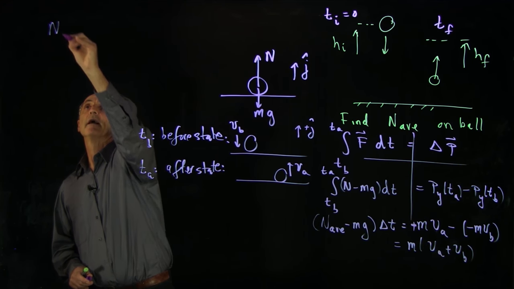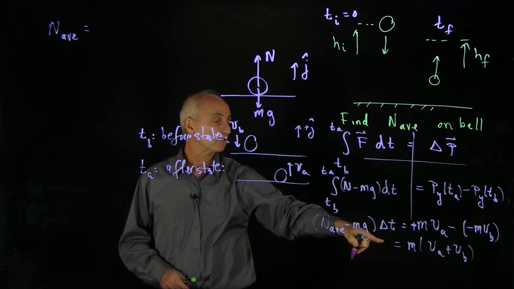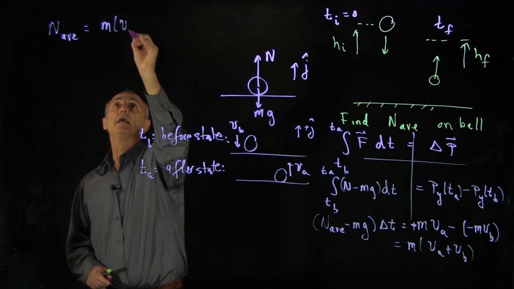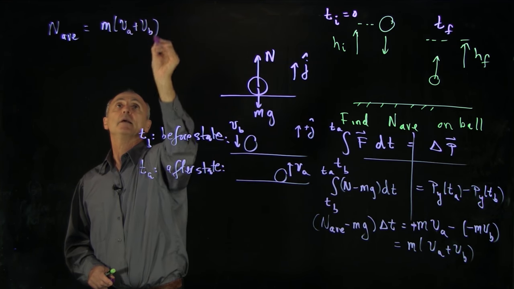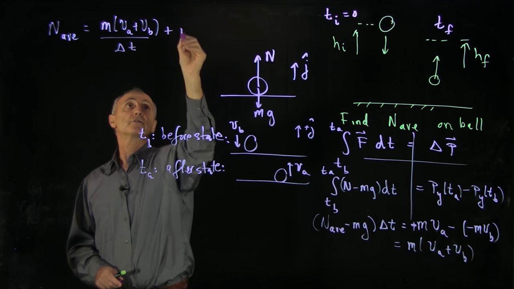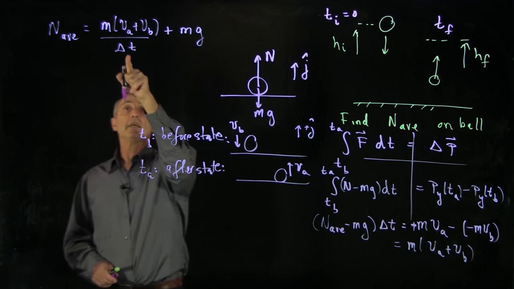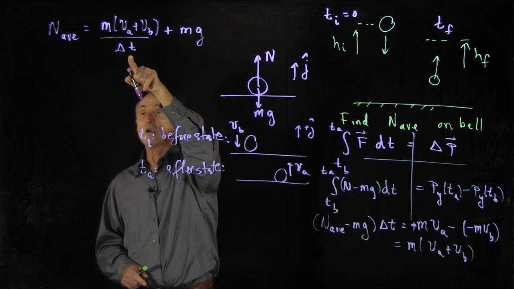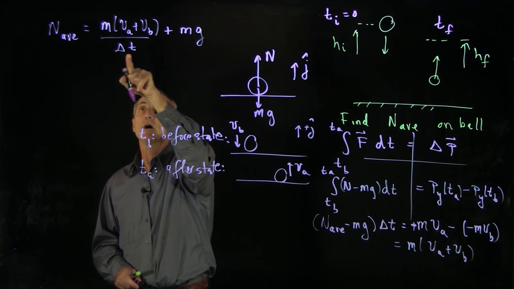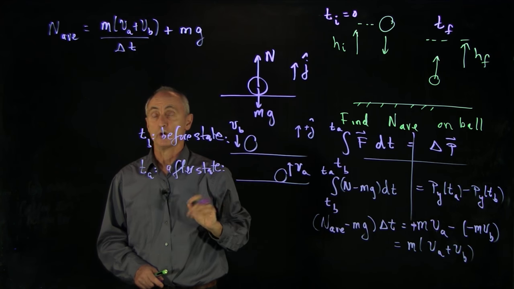So our first result is that the normal force average, let's divide through by delta t and bring the mg term over. So we have m times v after plus v before divided by delta t, plus mg. So we see that if the collision time is very short, then this average force is a little bit bigger. A long collision time, the average force is a little bit smaller.